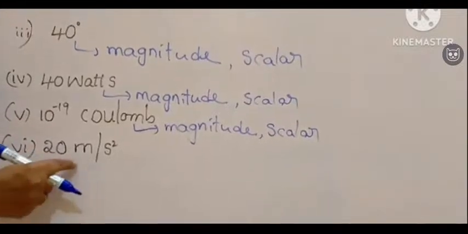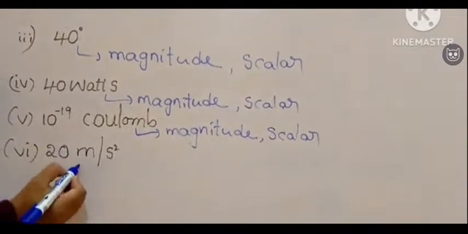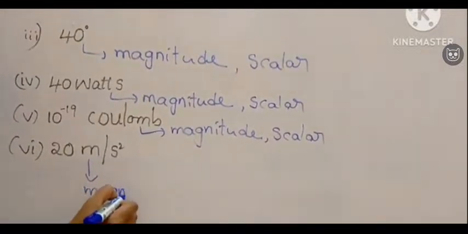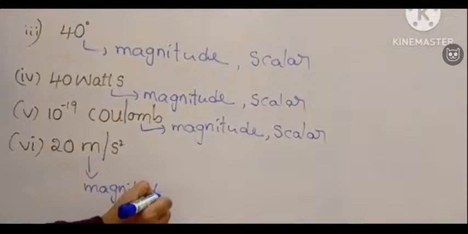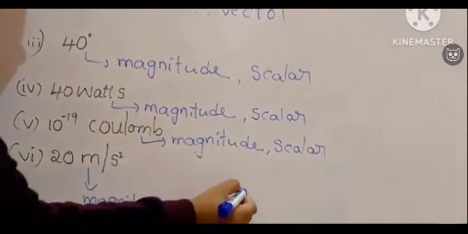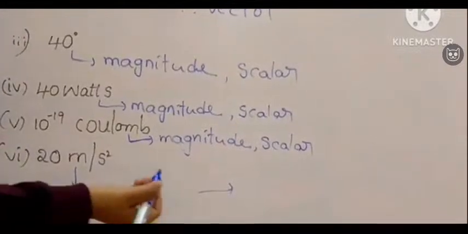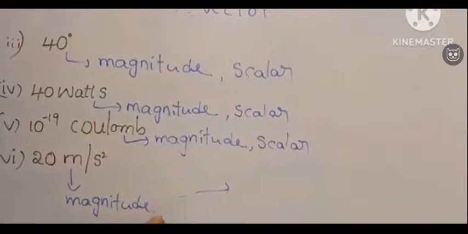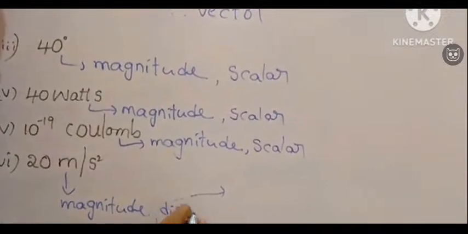Next question, 20 meter per second square. So here we have meter represents magnitude, meter per second square means it's moving. So it's moving means it's moving forward or reverse, up or down. So it represents direction also.